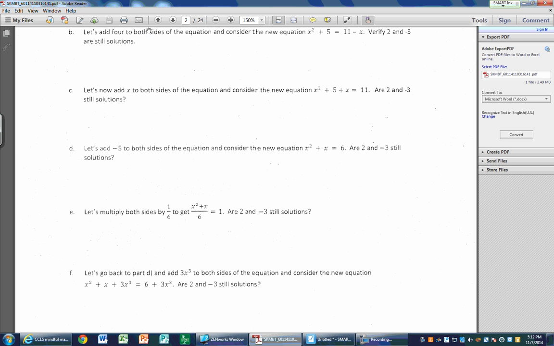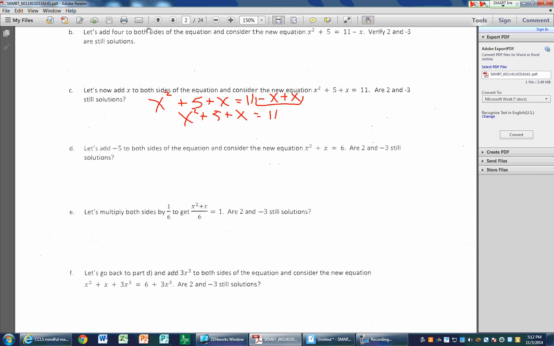Question C says add x to both sides of the equation. Okay, so here we're going to do x squared plus 5 plus x equals what? 11 minus x plus x. Those two went away. Wasn't that interesting? x squared plus 5 plus x equals 11. Wow. Well, was there a good reason to add x to both sides? Yeah. So you can have the variable on one side and the constant on another. Just for a mindful manipulation.